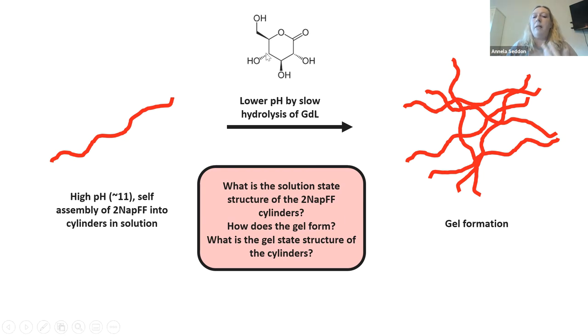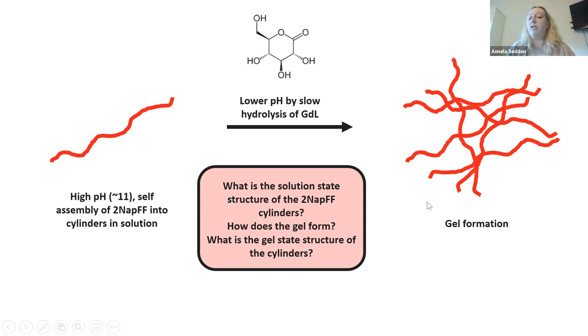I'm then going to throw in this molecule here, which is called glucono-delta-lactone. What this does is it hydrolyzes really slowly and it releases protons into solution. By doing this, it drops the pH of the system really slowly and it does it homogeneously. So we get a really, really nice homogeneous gel. So the second question I want to ask is, how does this process occur? What's happening during the gelation process?